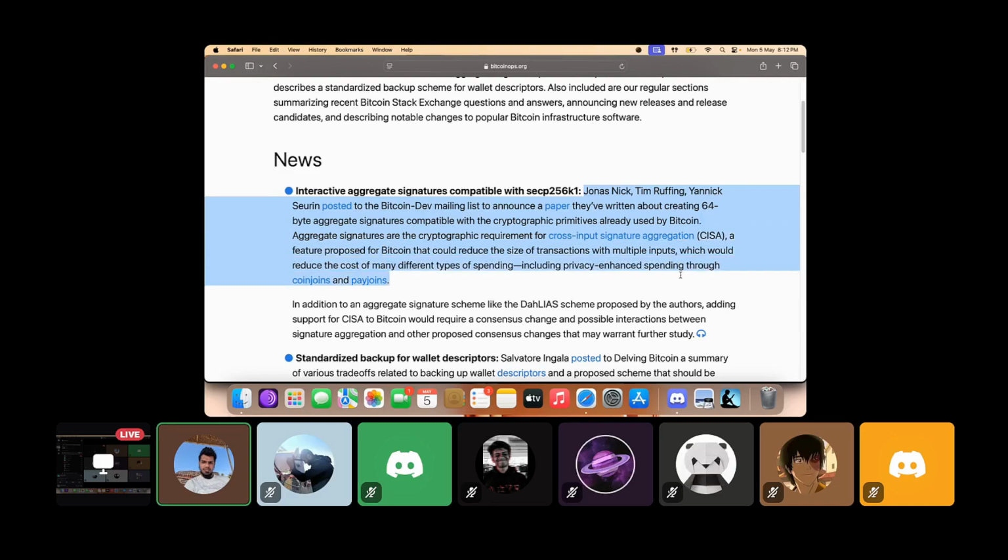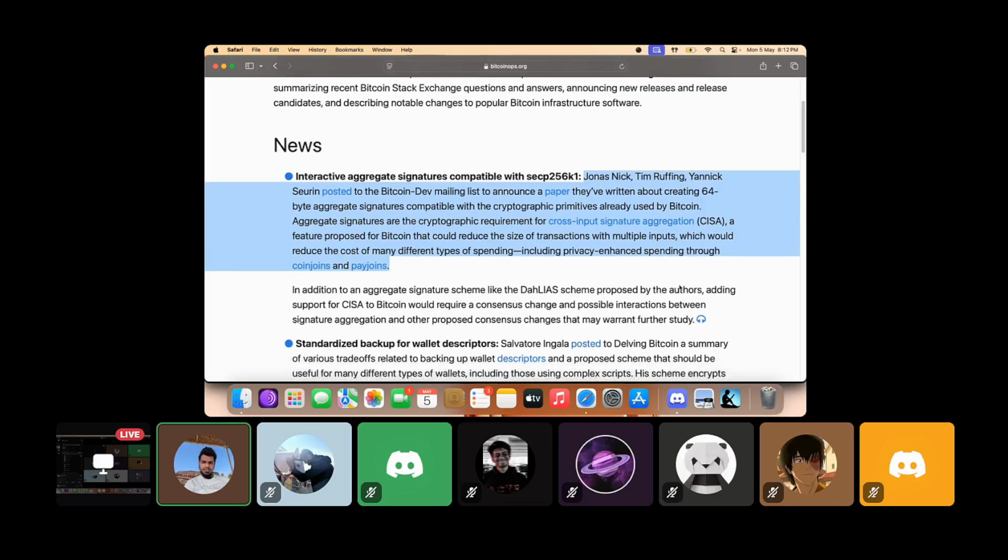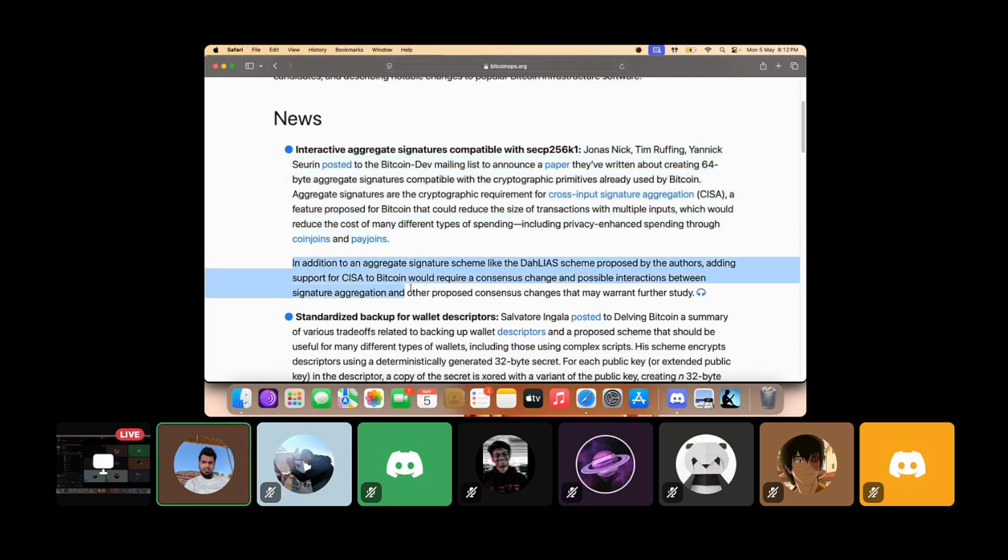Aggregate signatures are the cryptographic requirement for cross-input signature aggregation, a feature proposed for Bitcoin that could reduce the size of transactions with multiple inputs, which would reduce the cost of many different types of spending, including privacy-enhanced spending through coinjoins and payjoins. In addition to an aggregate signature scheme like DahLIAS, proposed by the authors, adding support for CISA to Bitcoin would require a consensus change, and possible interactions between signature aggregation and other proposed consensus changes may warrant further study, right?